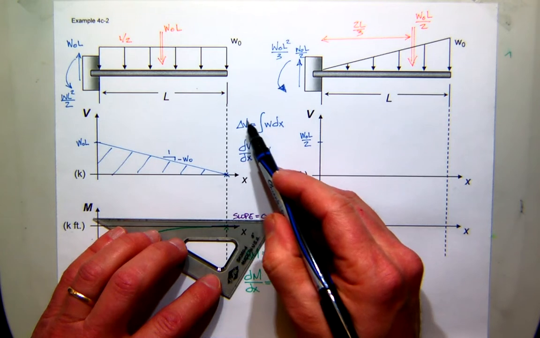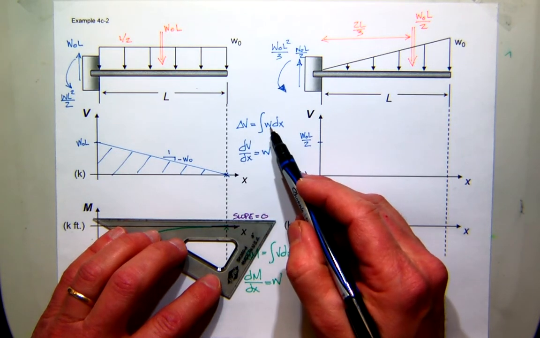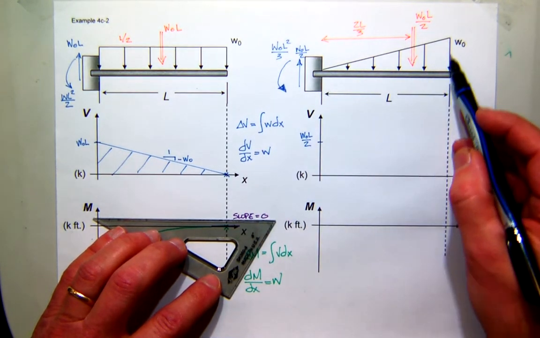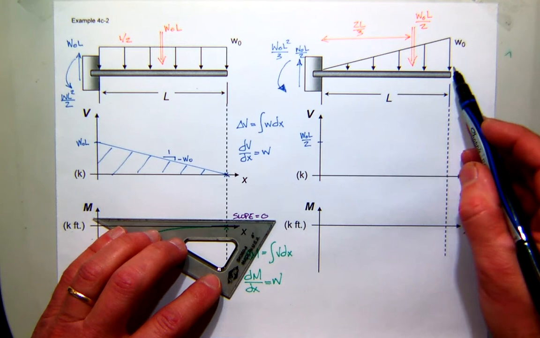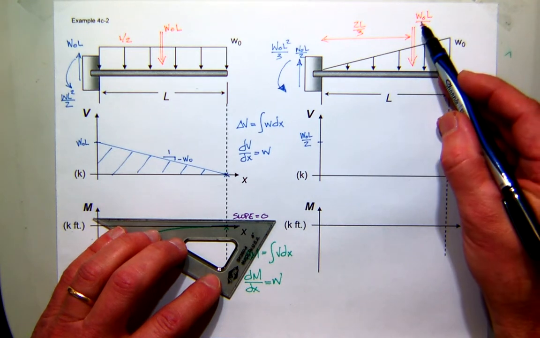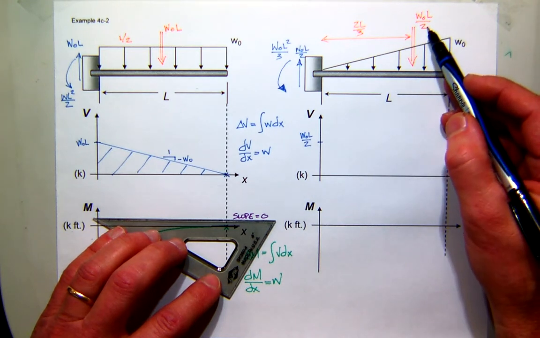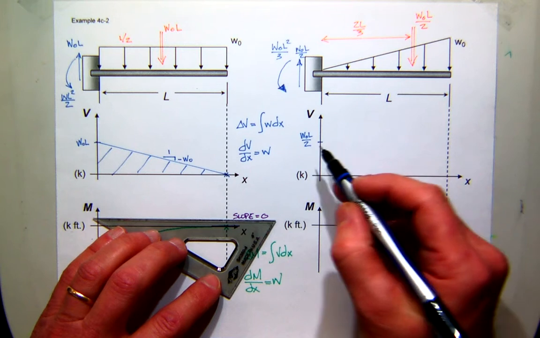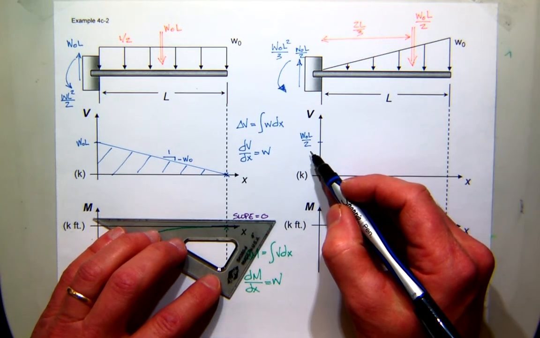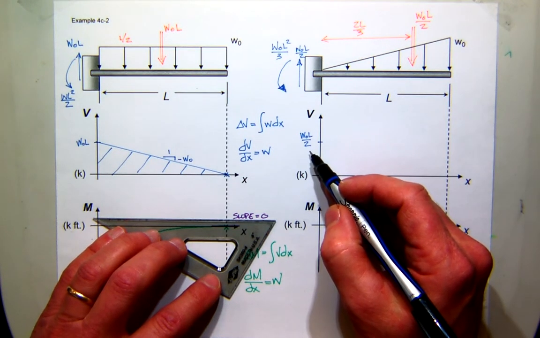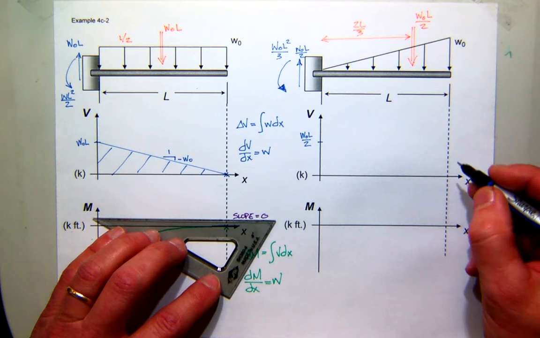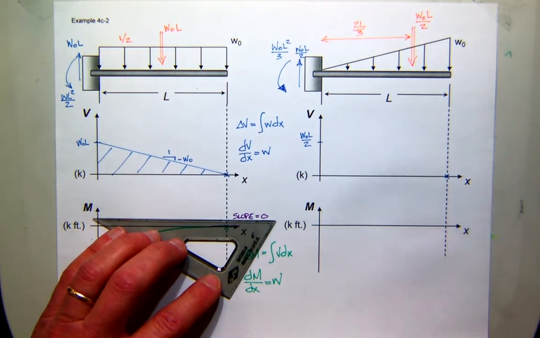Now the change in shear is the area in the load curve. So I look at the area in this part of the load curve. What is it? We've already noted it. It's W naught L over 2. And is it positive or negative? Negative. So if I start at positive W naught L over 2 and subtract W naught L over 2, I get to 0.